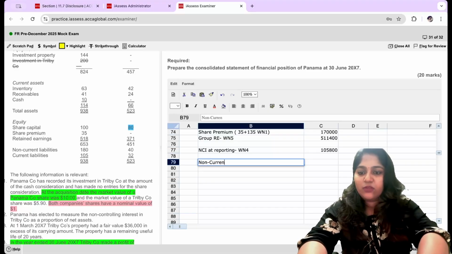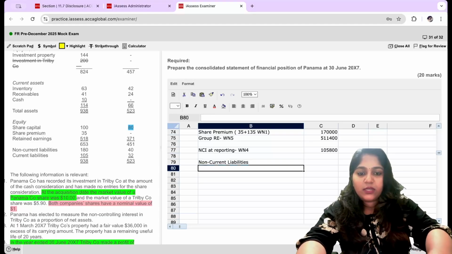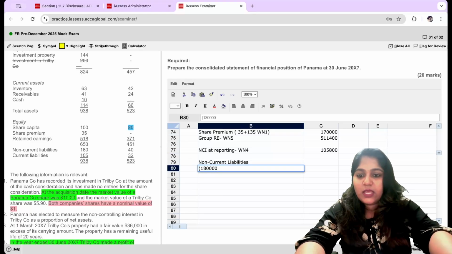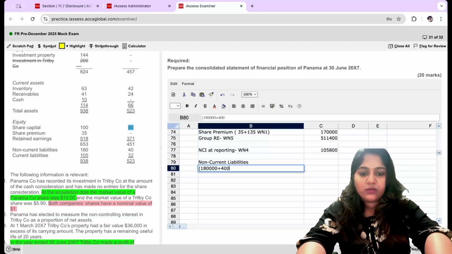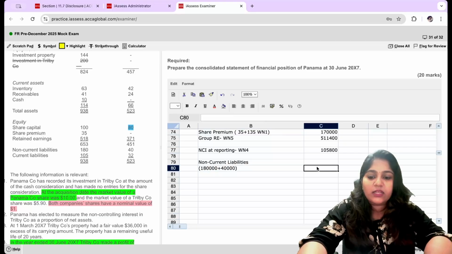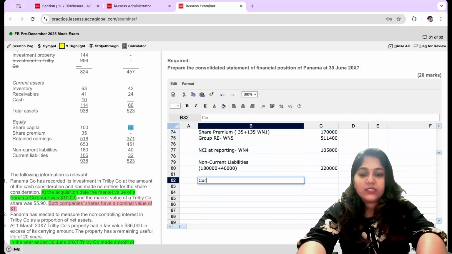Whatever is given, I don't think a big deal is there in non-current liabilities, because the parent company has $180,000 and the subsidiary company has $40,000. I don't think any adjustments are there, you can directly write $220,000. Now look at the current liabilities. There are certain adjustments that you should know.